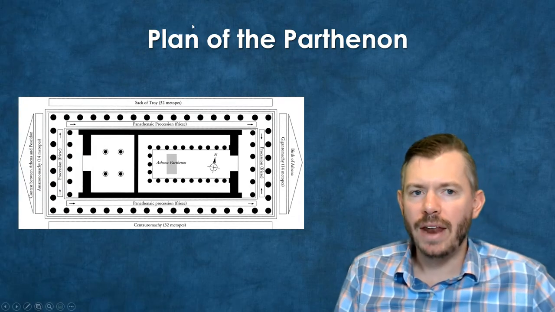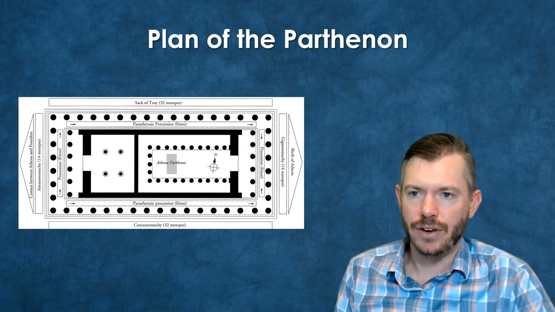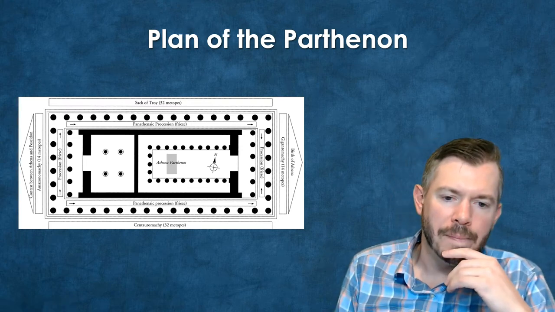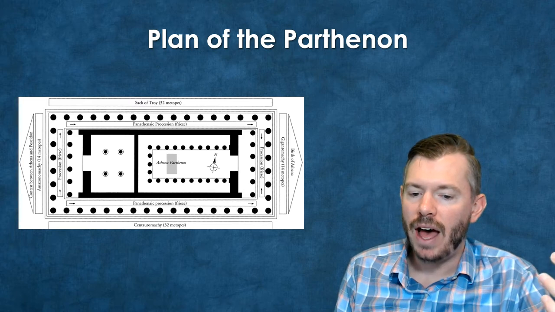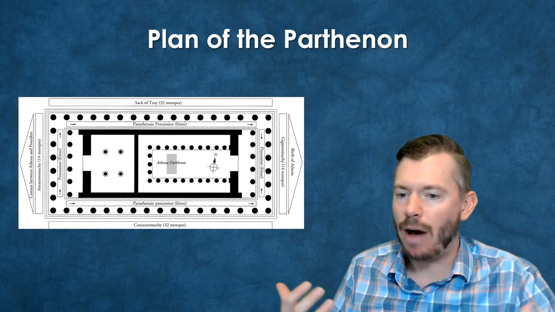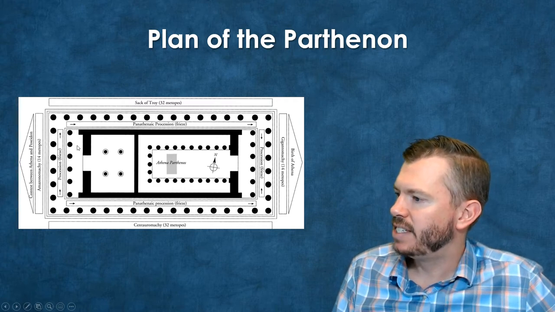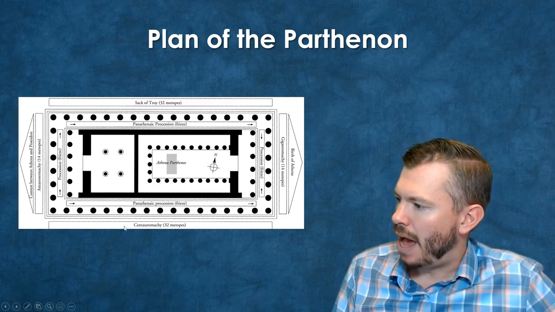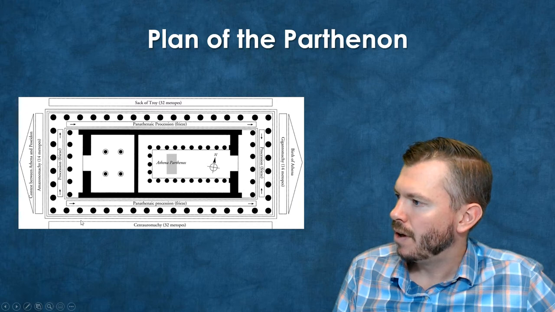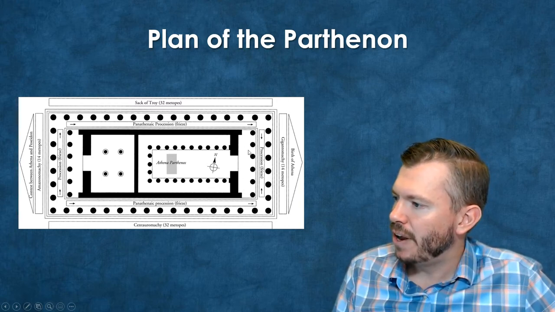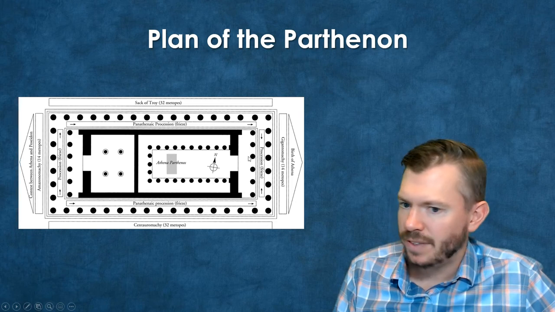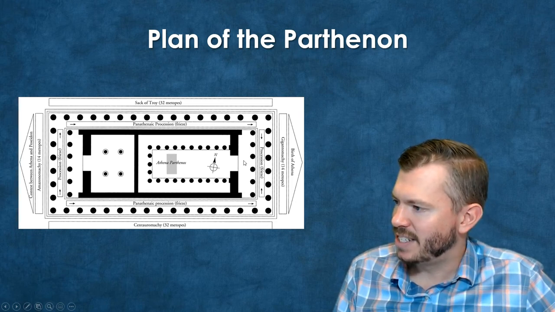Now, what we're going to do is talk a little bit about Greek temples themselves and how they're laid out. So, the basic layout of a Greek temple. We're going to start with the plan of the Parthenon itself. And what you can see is it's surrounded by columns here. This is known as the peristyle. It's got a little front entry porch here. We'll see what that is in a second.